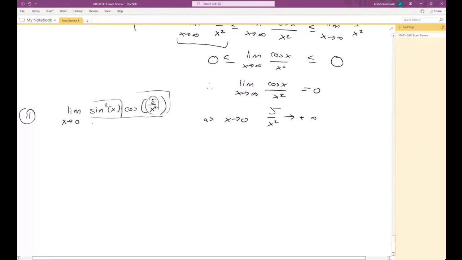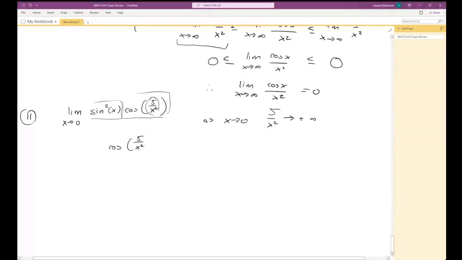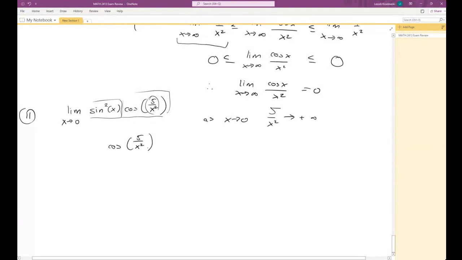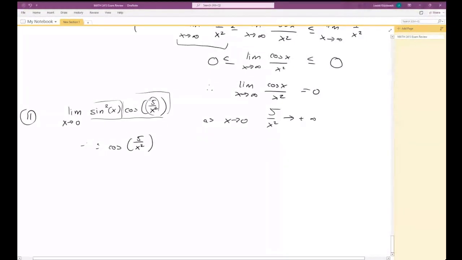Okay. So it looks like if we're going to use the squeeze theorem, we should bound cosine, right? Cosine of who cares? I don't care how complicated the expression gets. Cosine always returns a number between -1 and 1.